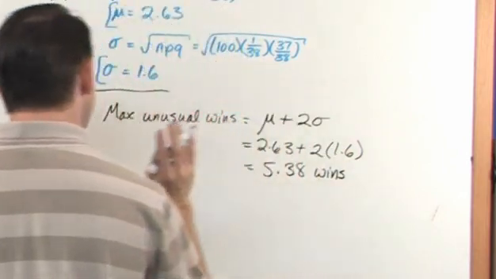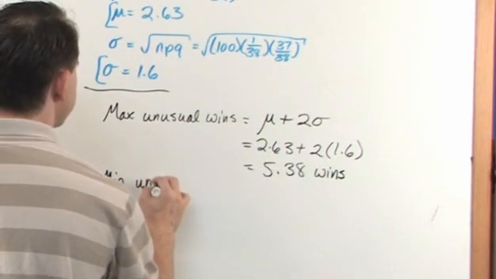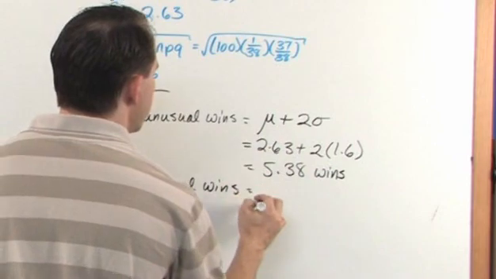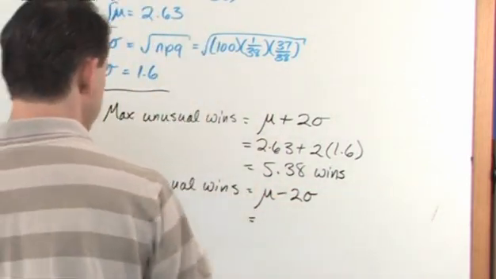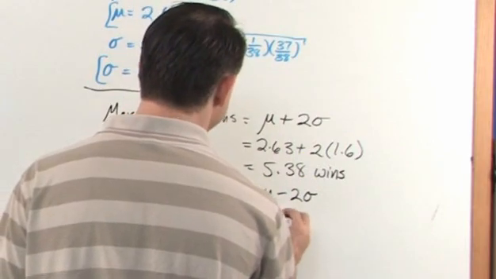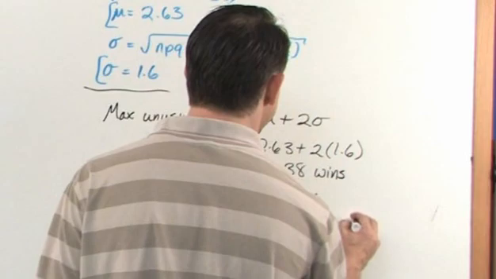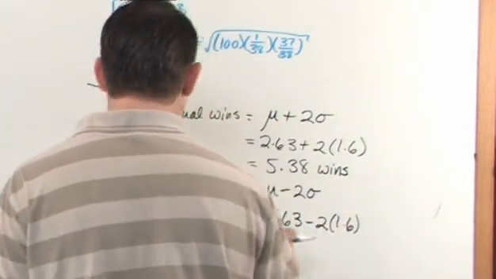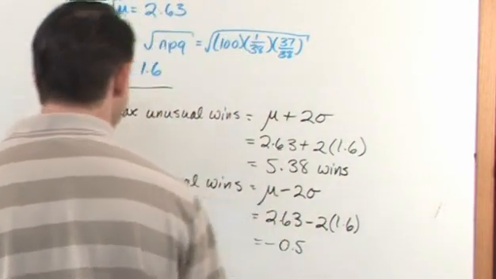So before we answer the question, let's go ahead and calculate the minimum unusual wins. Is the mean minus 2 sigma. Okay? The mean was 2.63 minus 2 sigma, which is 1.6. Now, the interesting thing is, if you actually take 2.63 minus 2 times 1.6, you're actually going to get negative 0.5. You're going to get a negative number.